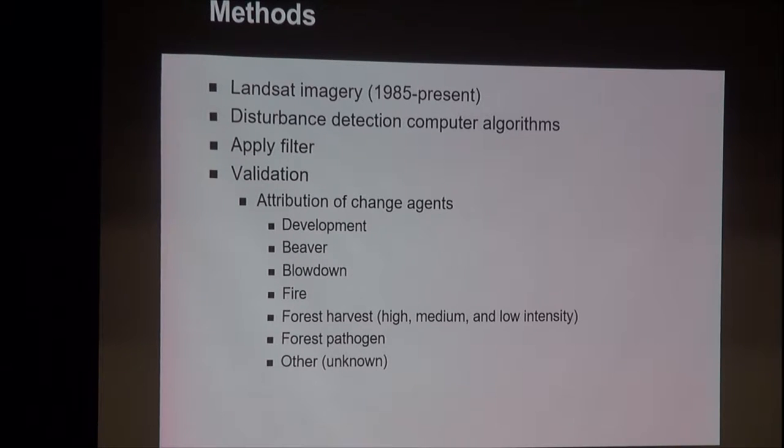And here I have a list of disturbance agents that we're able to confidently ascribe to these polygons of change, which also includes conversion from forest to ag, which is kind of agricultural disturbance, but that's in development. Beaver, blowdown, fire, forest harvest at three different levels, basically clear cuts and then anything less than a clear cut where they go in and thin. Forest pathogens, and if it's something that we can't ascribe a change agent to, but something did actually happen, then we just call it other.